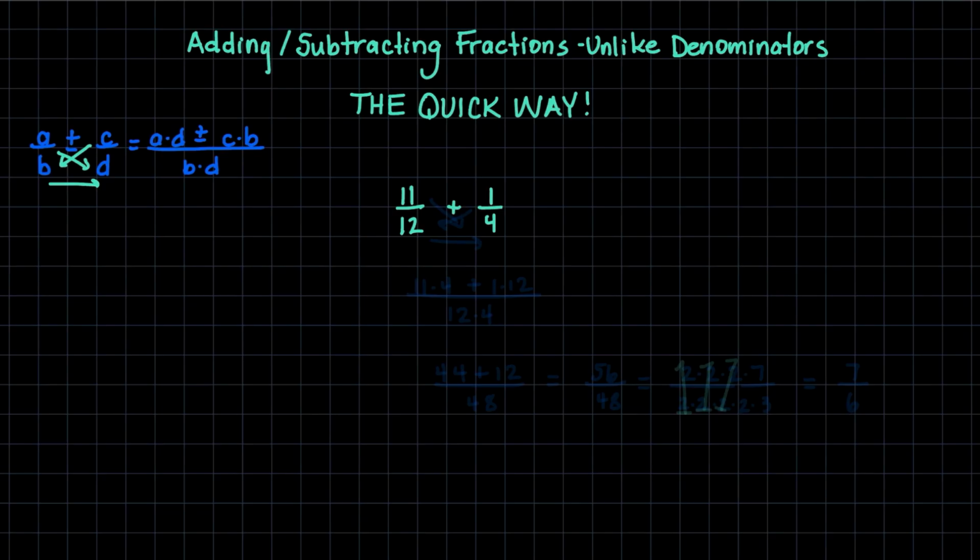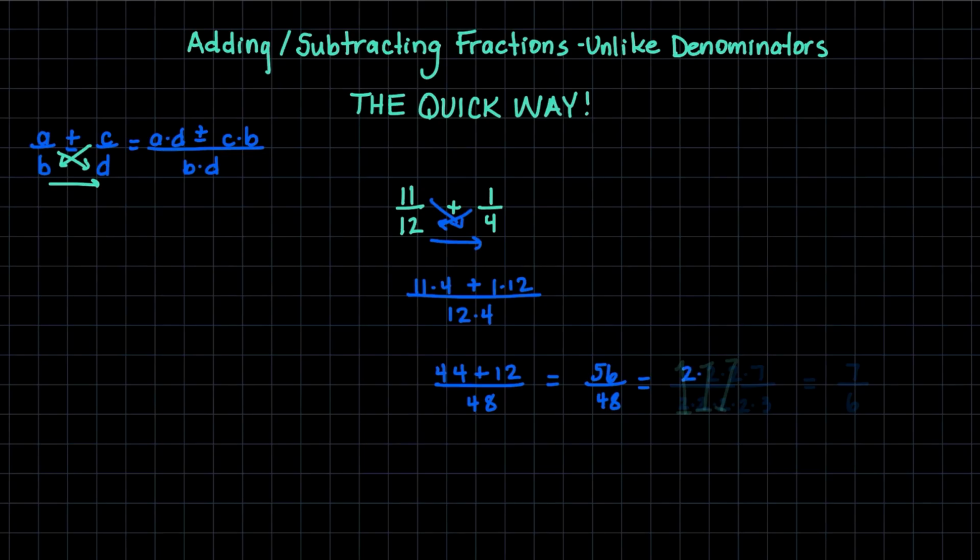11 over 12 plus 1 over 4. Criss, 11 times 4. We're adding in this case. Cross is 1 times 12. All over across is 12 times 4. So we have 44 plus 12 all over 48. 44 plus 12 is 56 over 48.